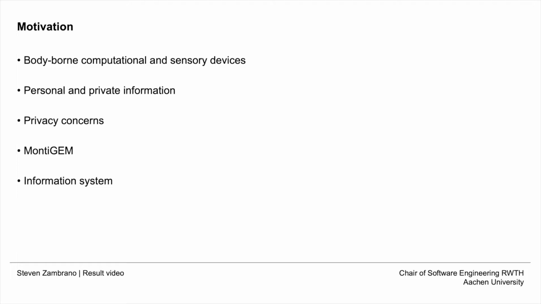Wearable technology can be characterized as body-borne, computational and sensory devices that can detect the individual who is wearing them and/or their surroundings. Many wearable devices gather personal and private information. By doing so, they facilitate companies to create complex user profiles, possibly leading to privacy concerns.